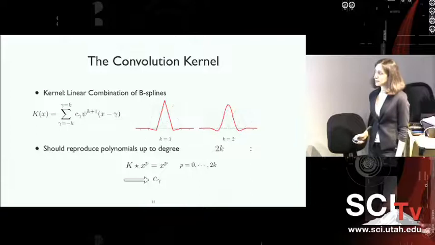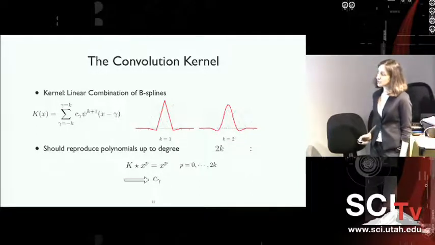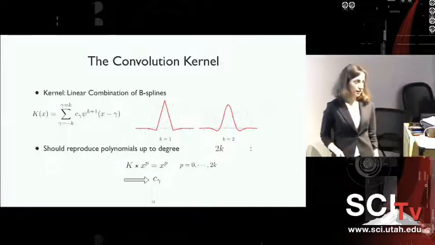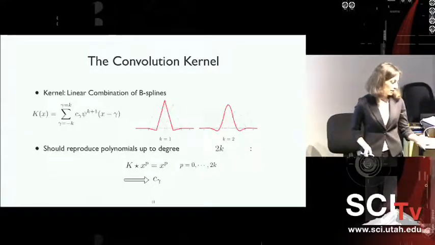We require our kernel to reproduce polynomials up to degree 2k. For example, if I consider monomials of degree 0 to 2k and convolve them with the kernel, I should get the same monomial back. And this provides a mechanism to compute the kernel coefficients. So this way we compute the kernel coefficients.